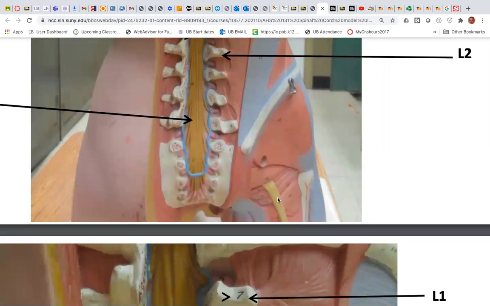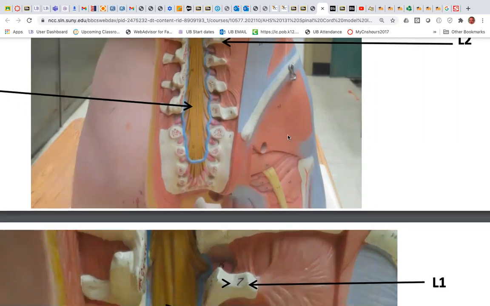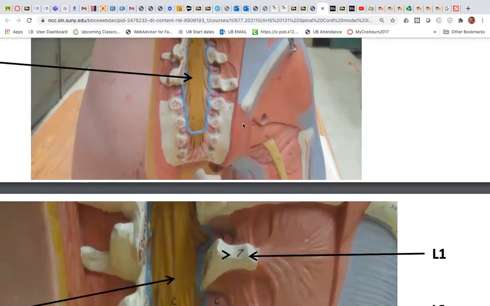Since we're here, you can see the sciatic nerve right there, piercing inferior to the piriformis muscle. We could see the gluteus medius muscle right here. Gluteus maximus looks like it was cut.